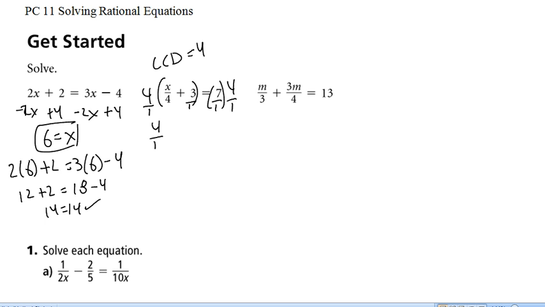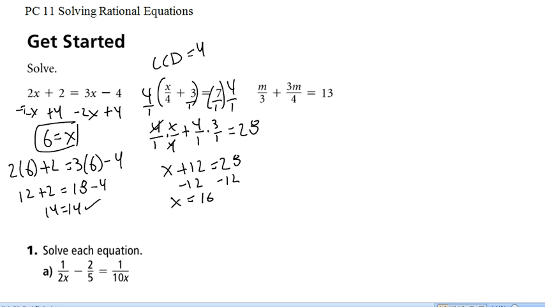So we end up with 4 over 1 times x over 4 plus 4 over 1 times 3 over 1 equals 7 times 4, which is just 28, of course. Here we have 4 over 4 is 1, so we have just x plus 12 equals 28. Subtract 12 from both sides, and we end up with x equals 16. Give it a quick check.